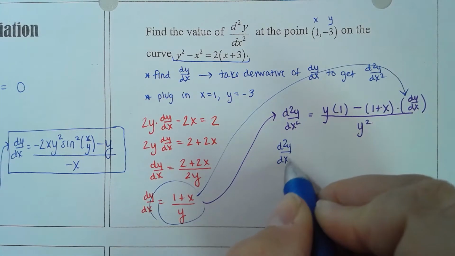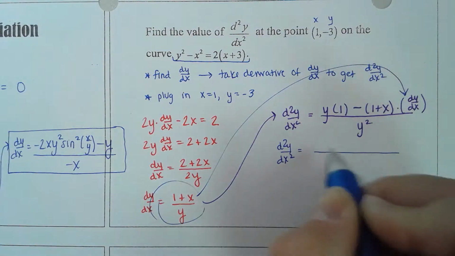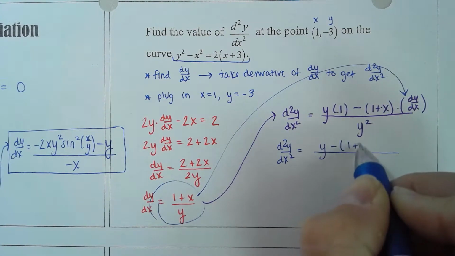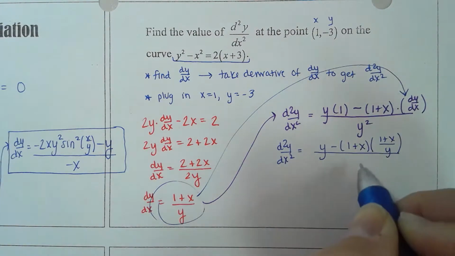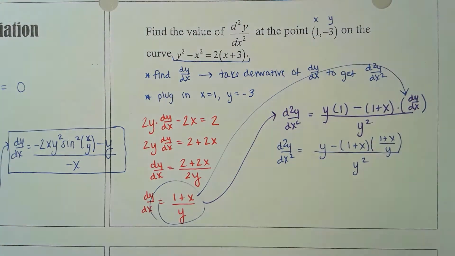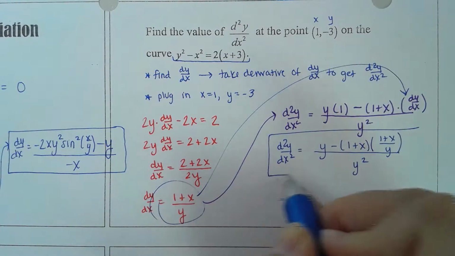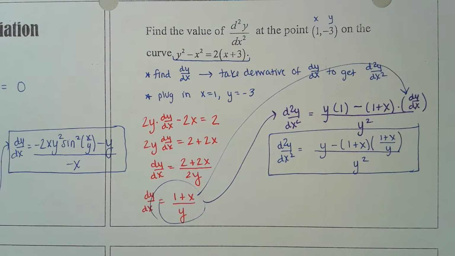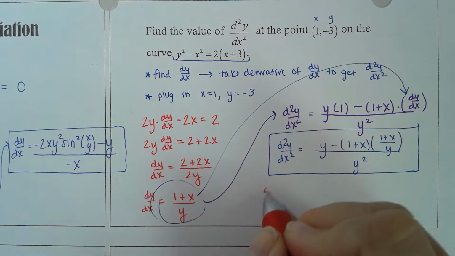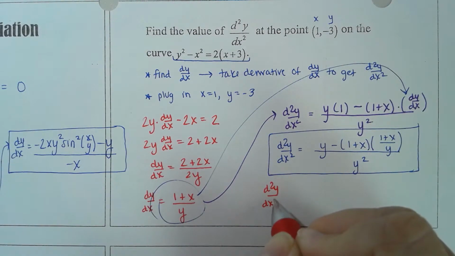So I have the second derivative equals (y minus (1 plus x) times (1 plus x over y)) all over y squared. So this right here is my second derivative in terms of x and y. So now we can go find that value.